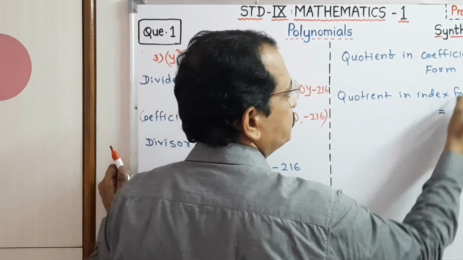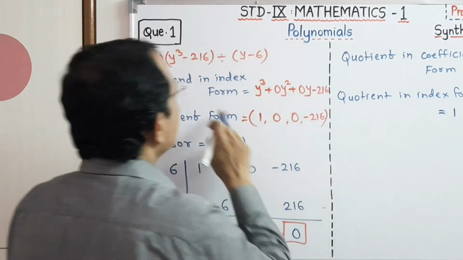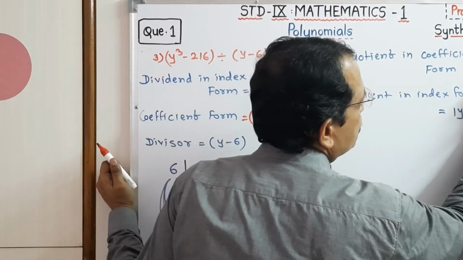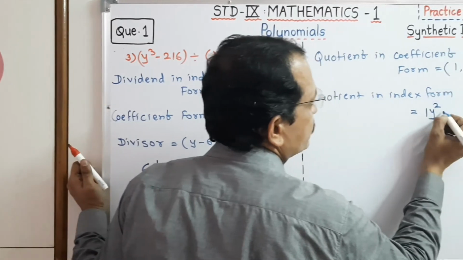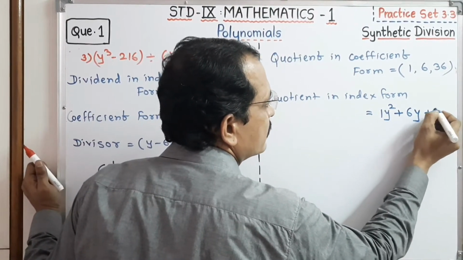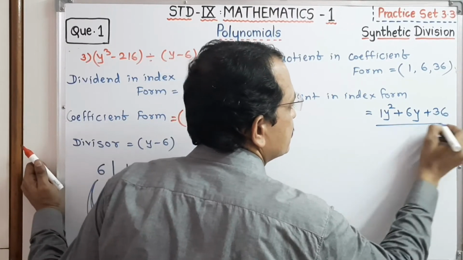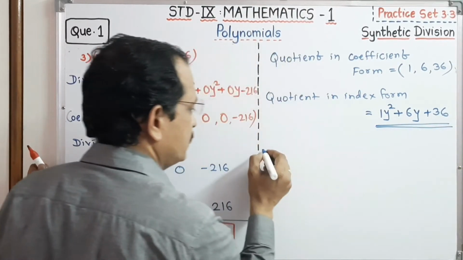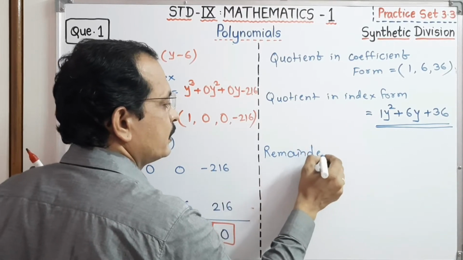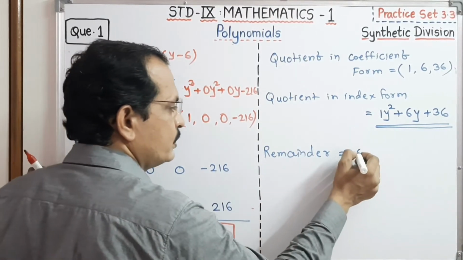See here, one variable is a y, one y. Two terms are remaining. Therefore, 1y square plus 6y plus 36. This is the quotient. Now we have to write the remainder is equal to 0.